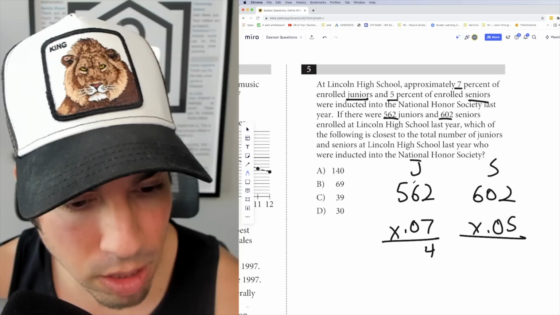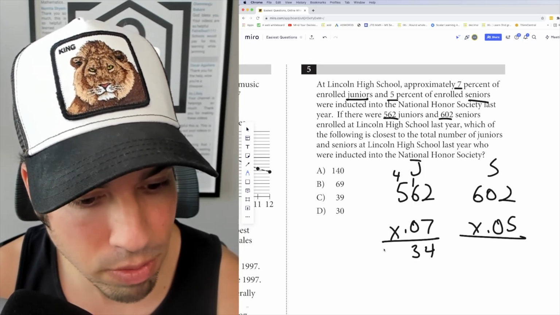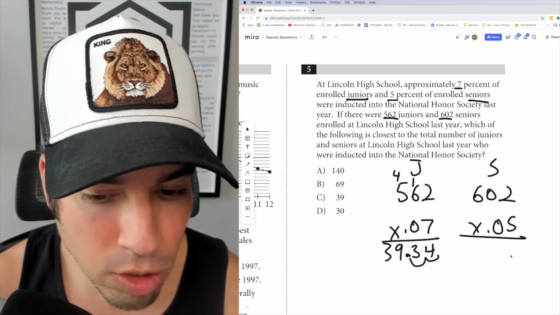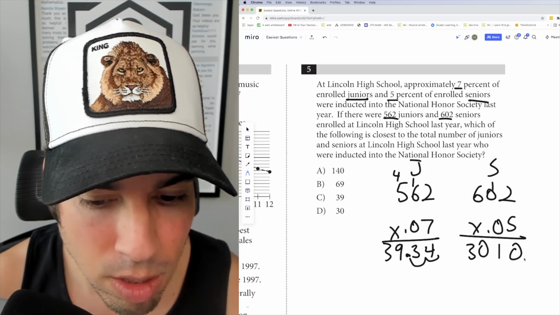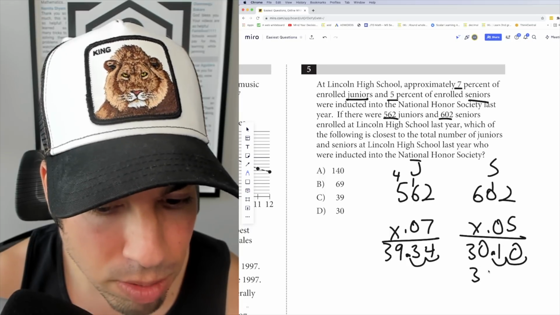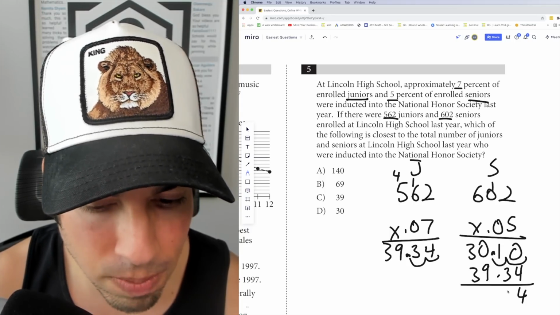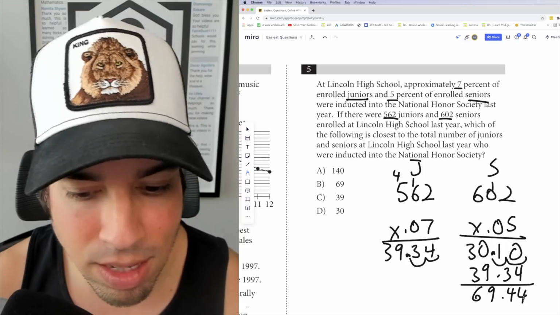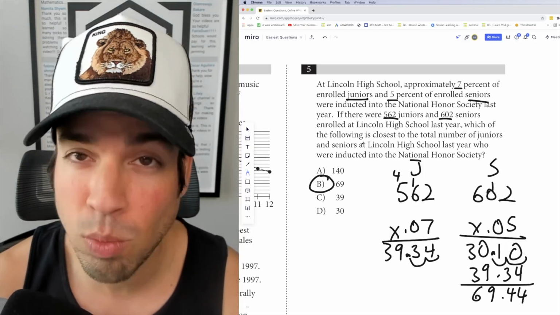So we get 14, carry the 1, 42, 43, carry the 4, 35, and 39. Move the decimal spot 1, 2 to the left. Here we get 10, carry the 1. 5 times 6 is 30. Move it over 1, 2. So we got 30.1 plus 39.34, which gives me about 69.44. 69 is the closest answer. B is the winner. Done.